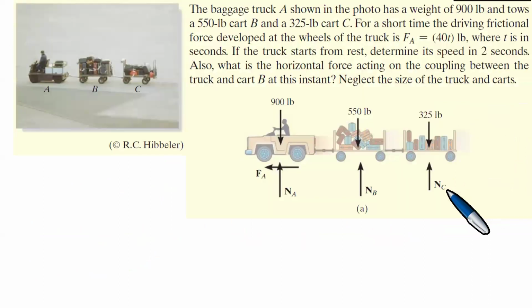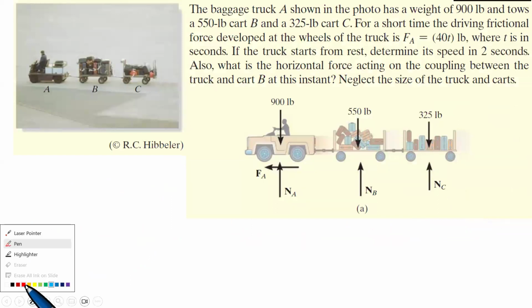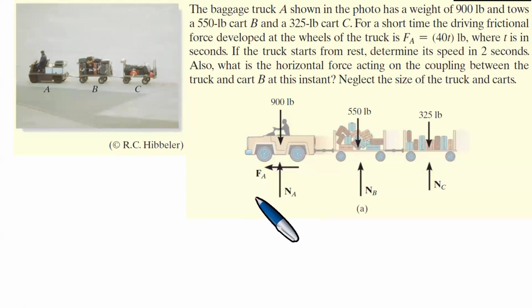Okay, I want us to look at what happens on the tracks. This is a section we're studying on normal forces and friction. The baggage truck A, shown in the photo, has a weight of 900 pounds and tows a 550-pound cart B, and a 325-pound cart C. So this baggage truck is dragging two carts, two trailers. In the South African language you could call this a trailer, or a cart, or a caravan. It's like dragging a caravan.